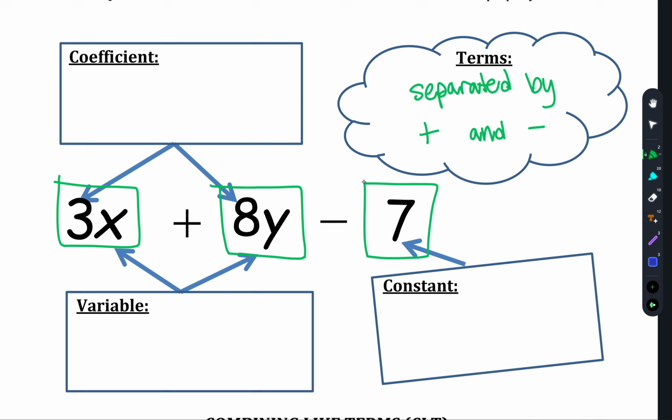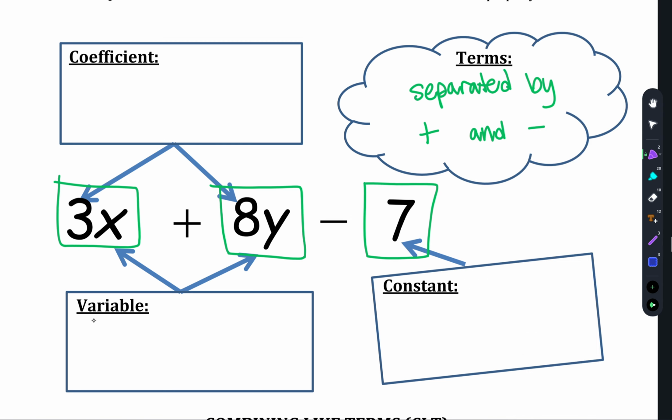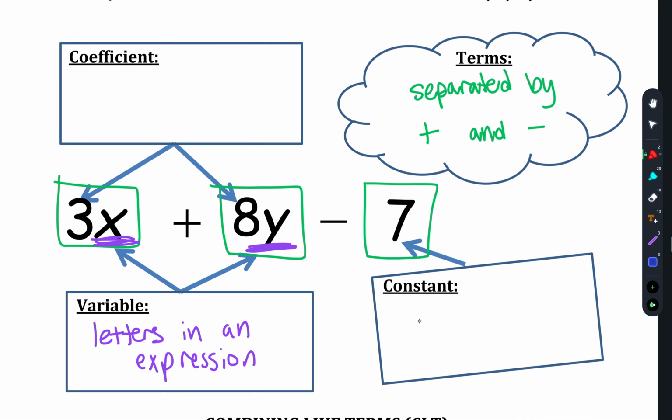When we have variables in expressions, remember variables, those are the things that are letters, right? Letters in an expression. When we have variables like x and y in our expression, sometimes those variables have what we call coefficients. The definition of a coefficient is literally the number in front of a variable.